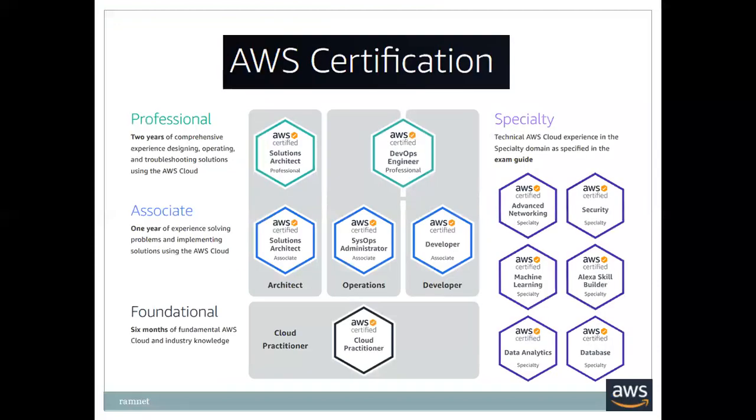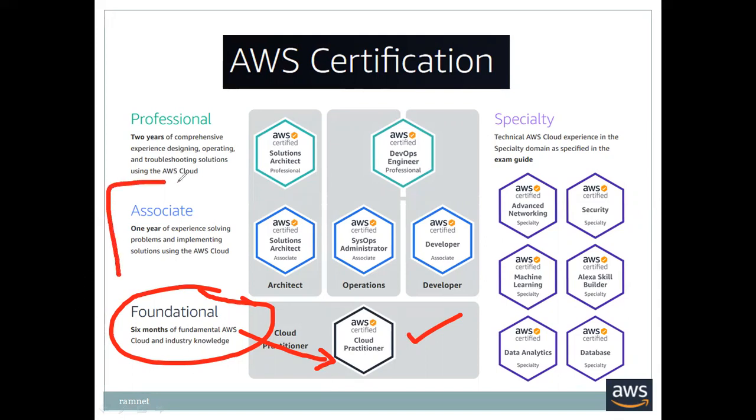Okay. So this is the AWS certification. We'll have to start with the foundational. Foundational is given like a cloud practitioner certification, and 6 months of fundamental AWS cloud and industry knowledge is required for you to take this certification. Anyone who has completed around 1 or 2 years in the IT field can go for the AWS foundational certification.